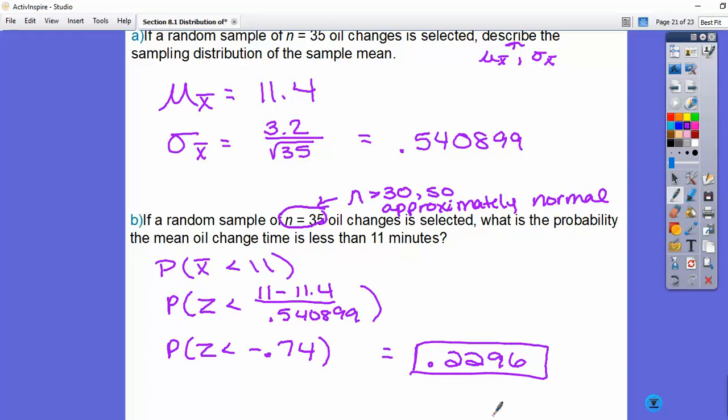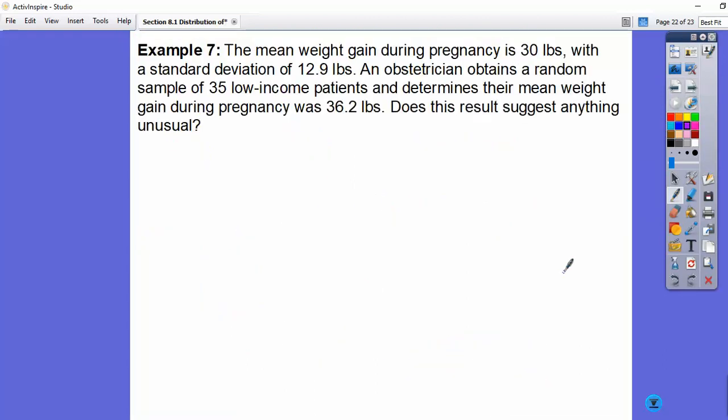Any questions there? So will we have it not normal or normal? Probably not. Because we're basing everything off the normal distribution. I might just ask, is this normal or not? I wouldn't ask you to find the probability if it's not. Okay, last example.